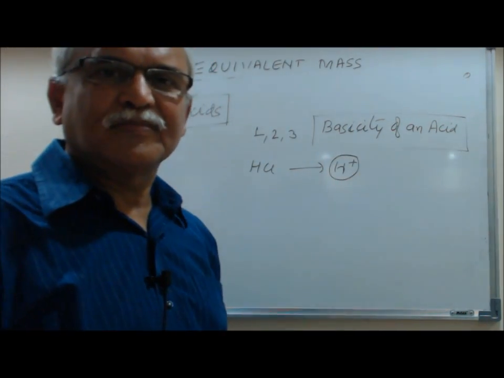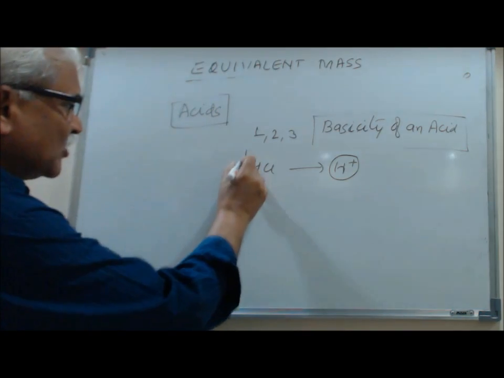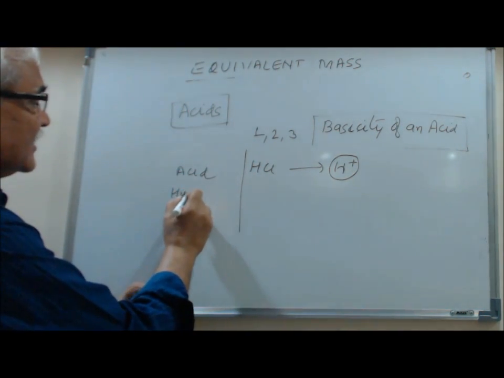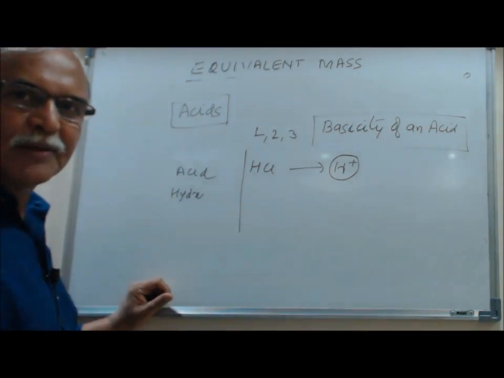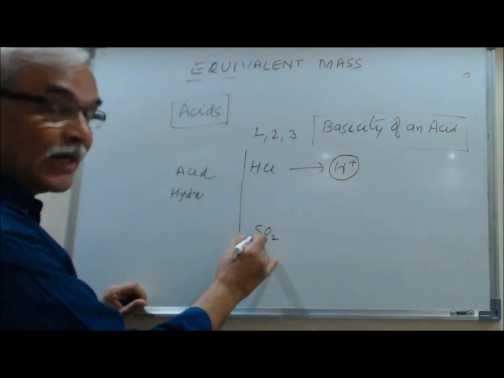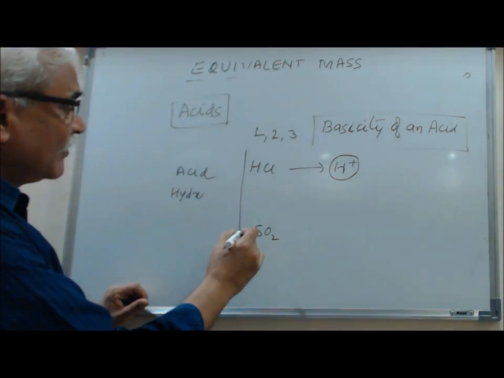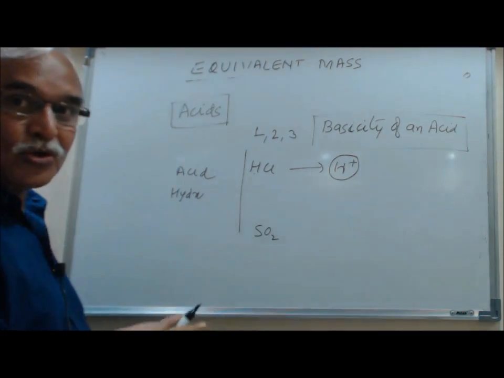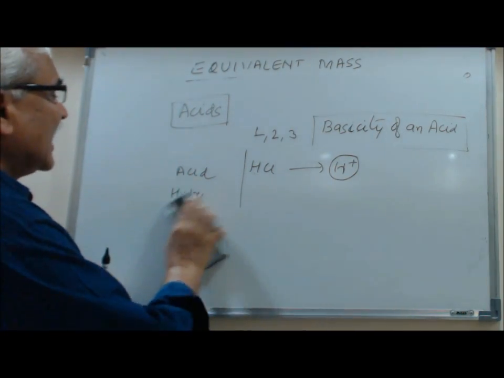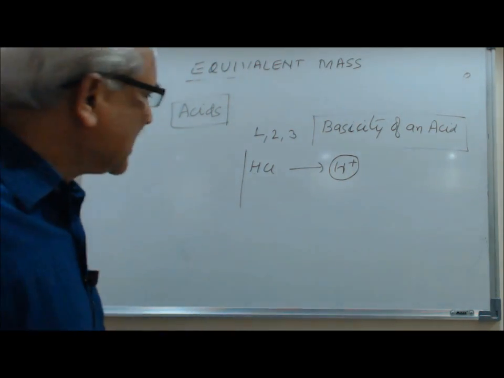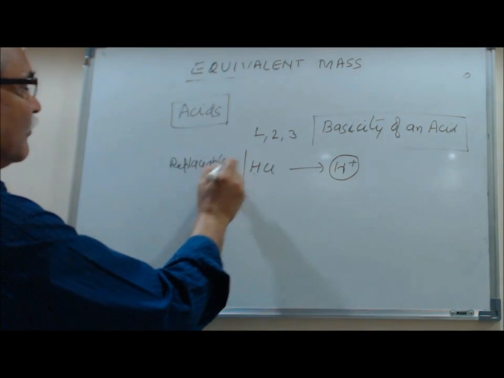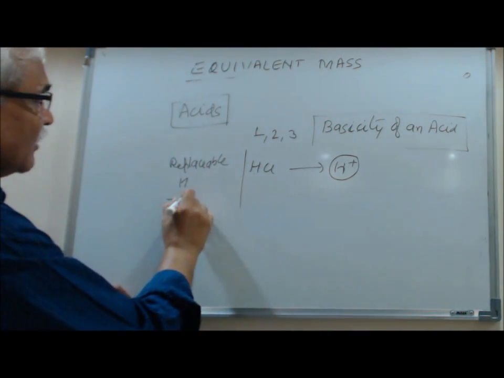The number of protons an acid can give decides the basicity of an acid. But before I start, I am assuming that the acids we are taking are hydra acids, which means they essentially have hydrogen. Molecules like SO2 also are acidic, but they don't contain hydrogen. They don't give protons directly. So my discussion at this point is only based on those acids which have got replaceable hydrogen atom, and which can go out in the form of a proton.